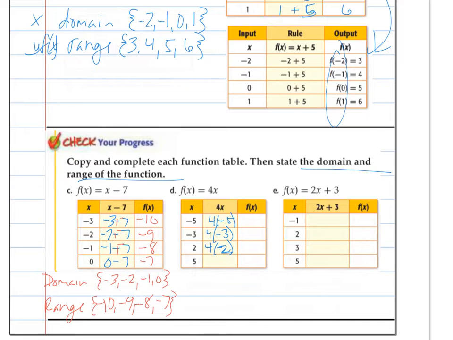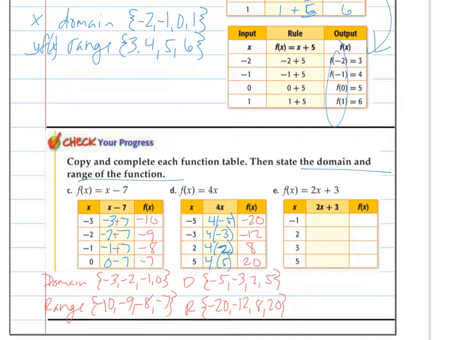That's 2, not a -2. And see what my outputs are. Positive times a negative is a negative. Positive times a positive is a positive. So my domain, my input values, were -5, -3, 2, and 5. My range values, my outputs, were -20, -12, 8, and +20.